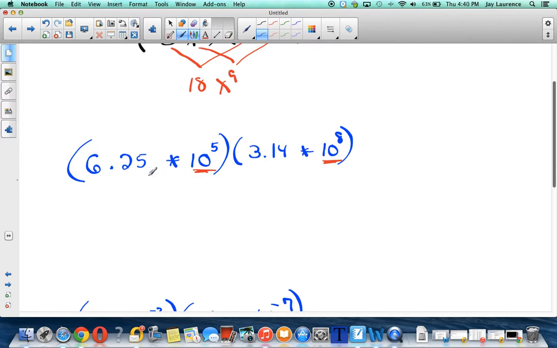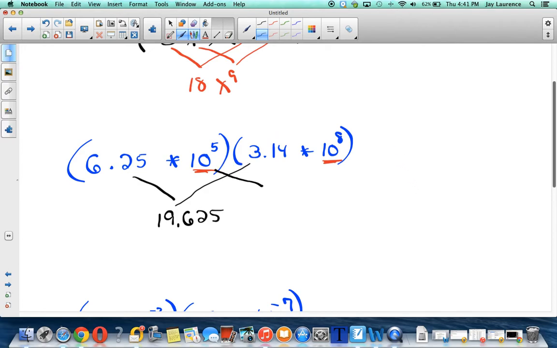Now, the 6.25 times 3.14. I'm not going to sit here and multiply that out. It's going to take too long. I'm going to go ahead and use a calculator. So I'm going to punch in 6.25 times 3.14, and I'm going to get this decimal here: 19.625. Now, right now, that is too big to be in scientific notation. I'm not going to worry about it yet, but I will in a second.